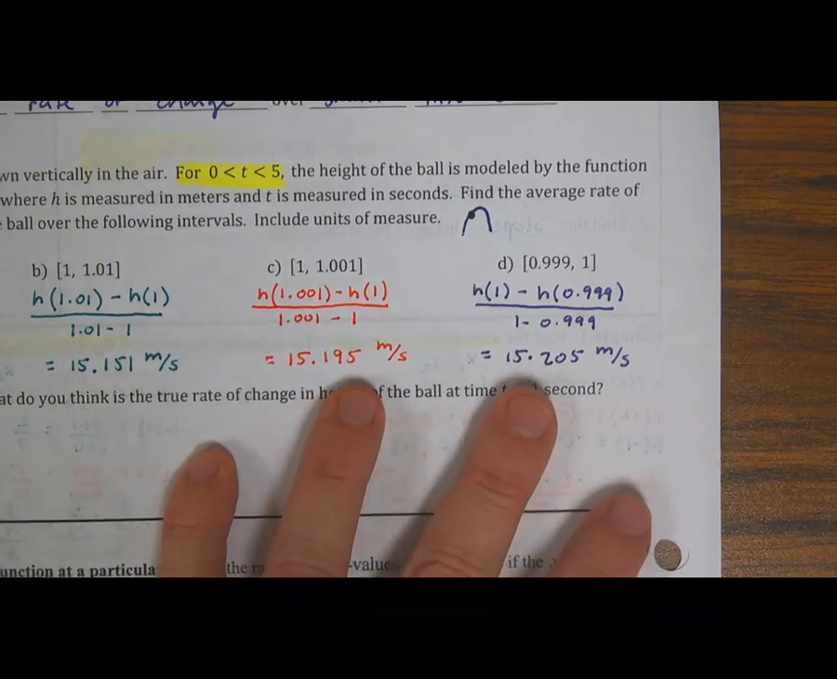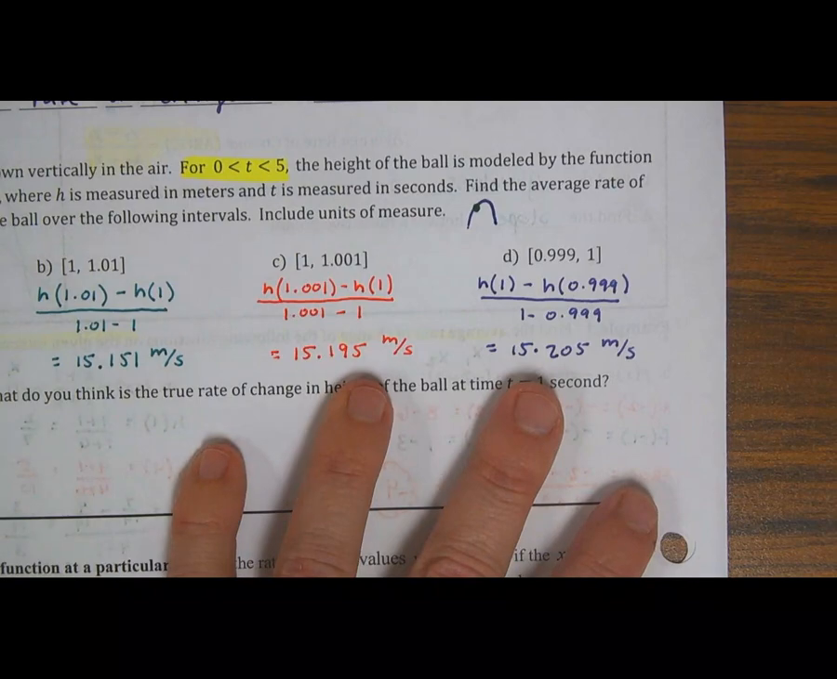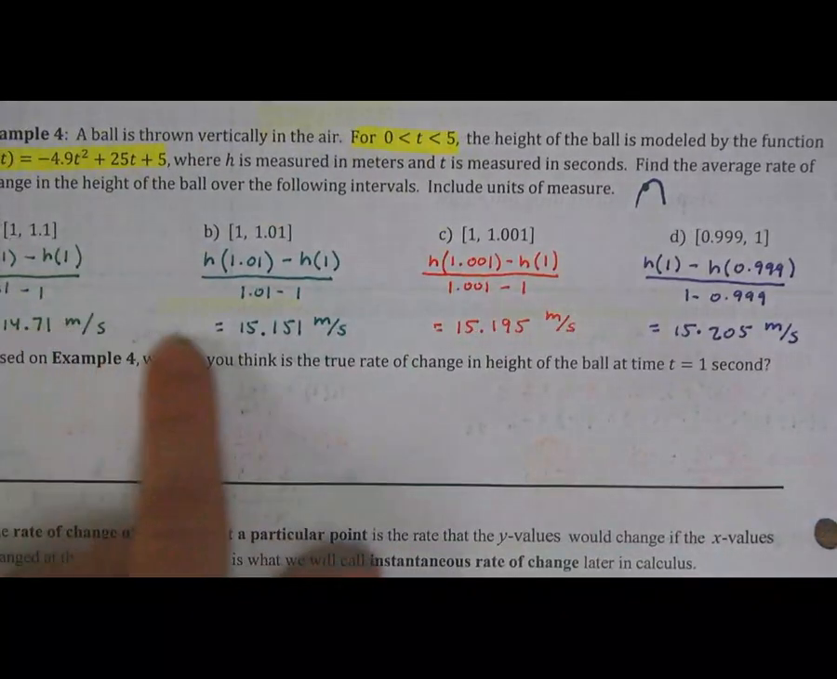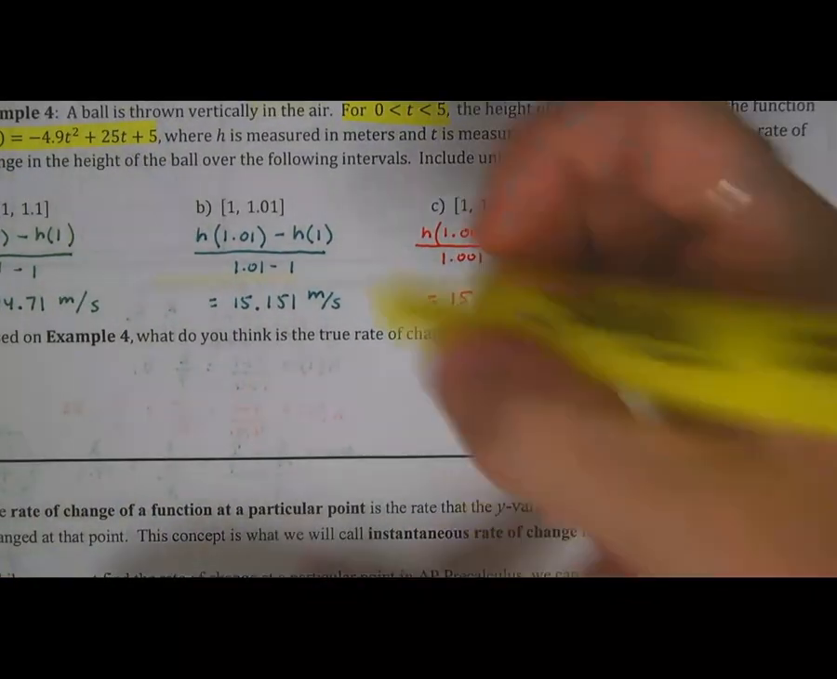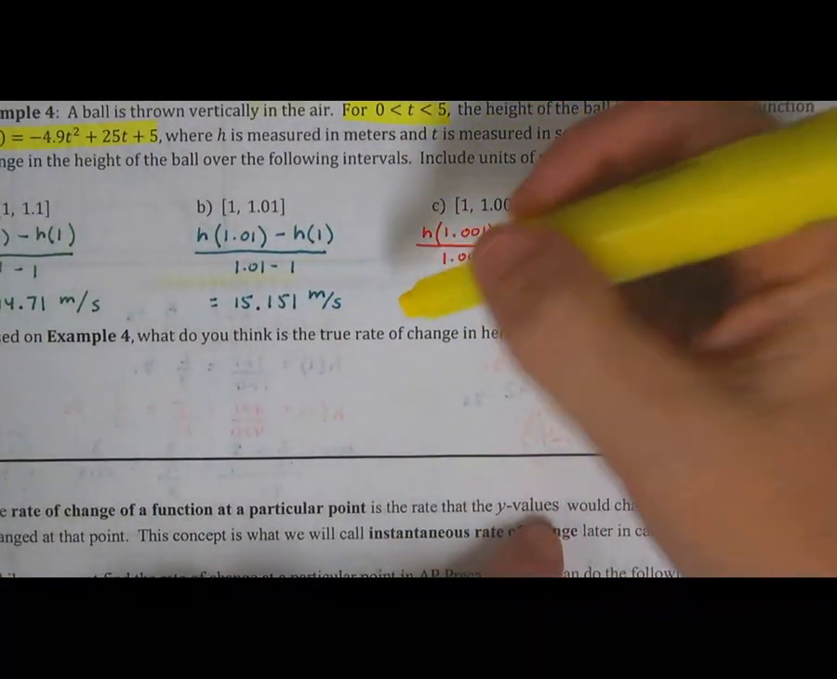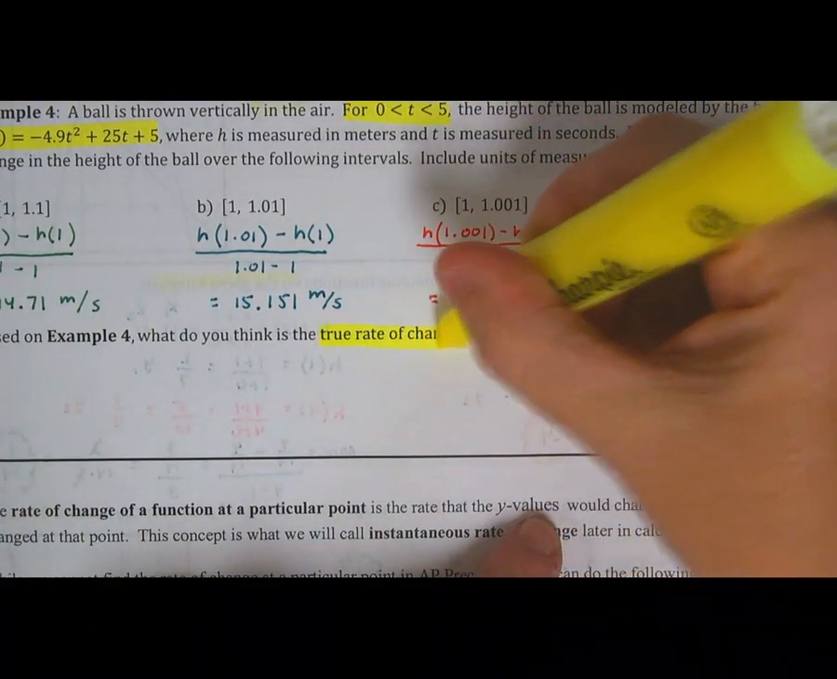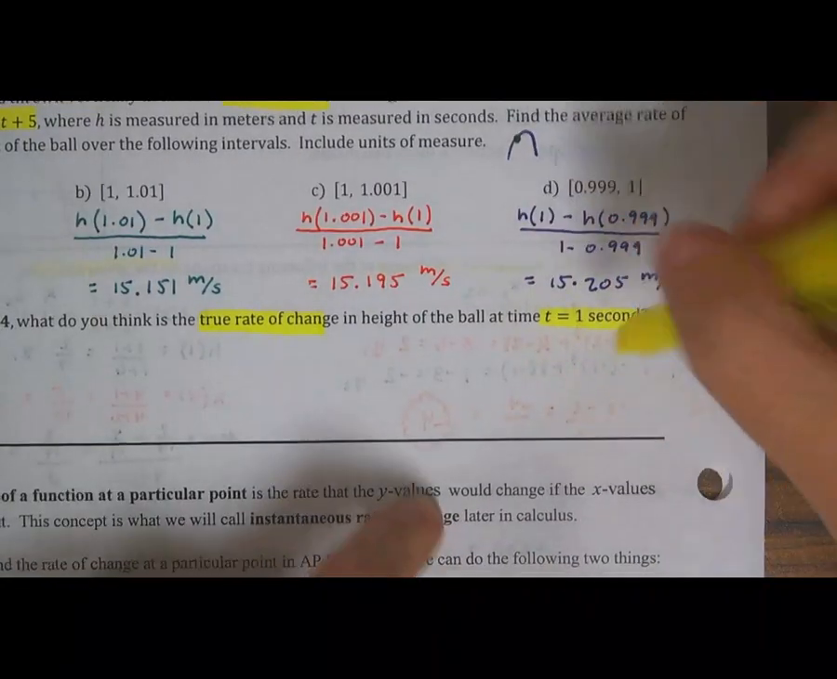So here is the big question, because I didn't want you to get all caught up in the calculating part of this. I just want you to see what's happening as we close the interval in. Based on what you've just seen, what would be a good estimation for the true rate of change at exactly 1 second?